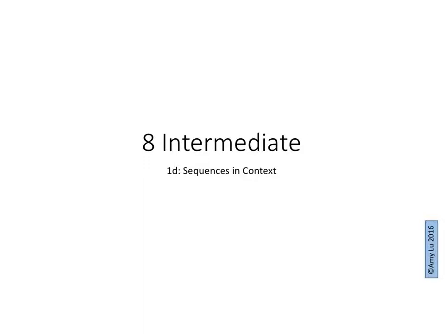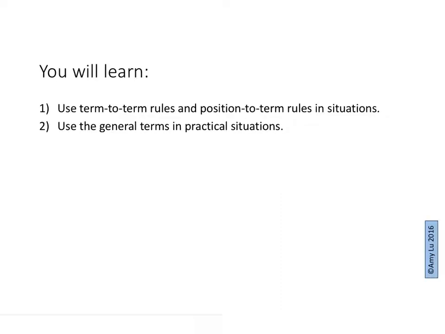Hello grade 8, this chapter is chapter 1D, sequences in context. In this chapter we're going to be applying the term to term rule, the position to term rule, and the general term to situations. So you will use the term to term rules and the position to term rules in these situations, and you will also use that general term just as I had just said before.